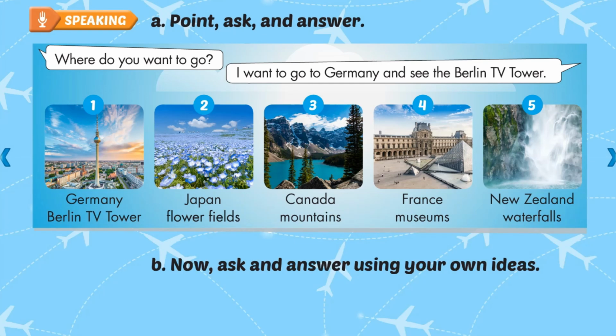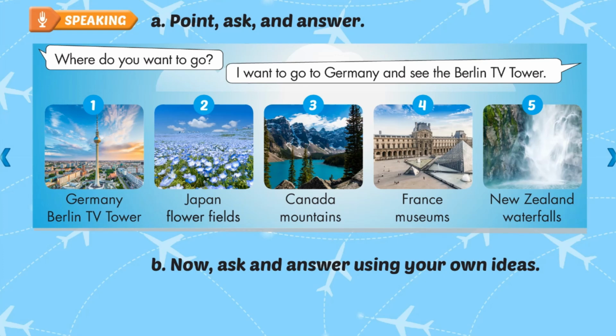This time, you have to practice how to speak. Point, ask, and answer. Where do you want to go? I want to go to Germany and see the Berlin TV Tower. Okay, that is picture number 1. How about picture number 2? What can you say in picture number 2?